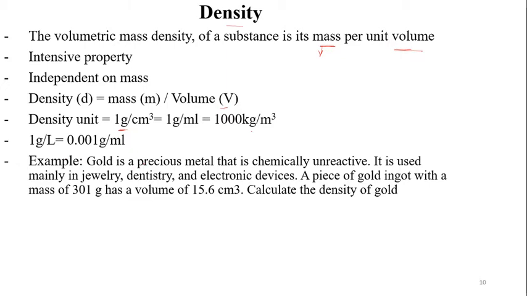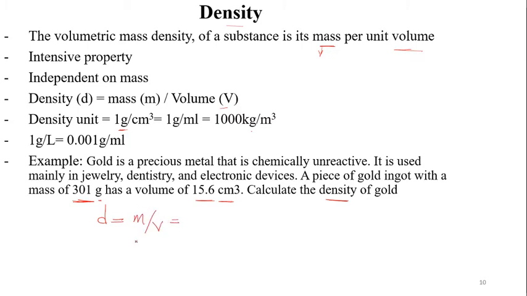Example: gold is a precious metal that is chemically unreactive. It is used mainly in jewelry, dentistry, and electronic devices. A piece of gold ingot has a mass of 301 grams and a volume of 15.6 cubic centimeters. Calculate the density. The density, like we said, is equal to mass over volume.